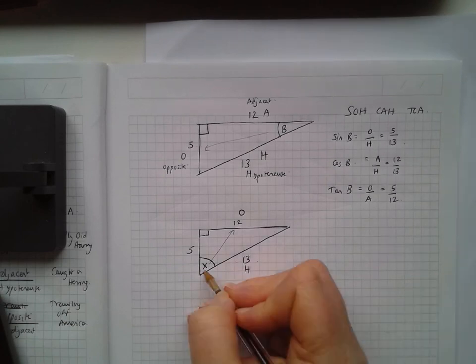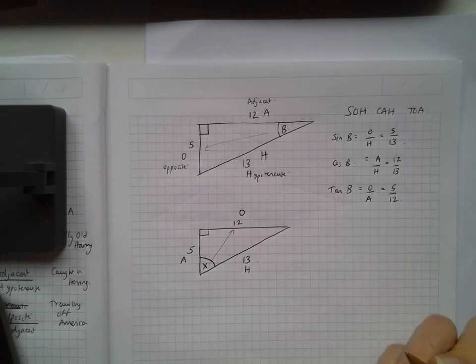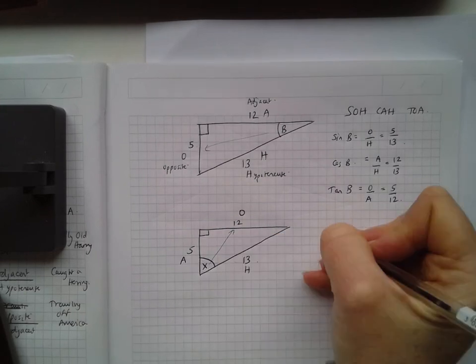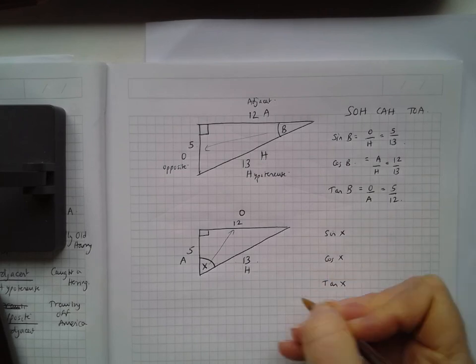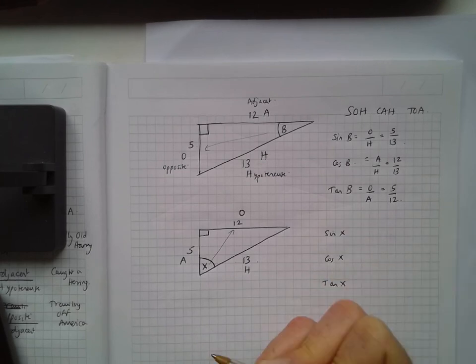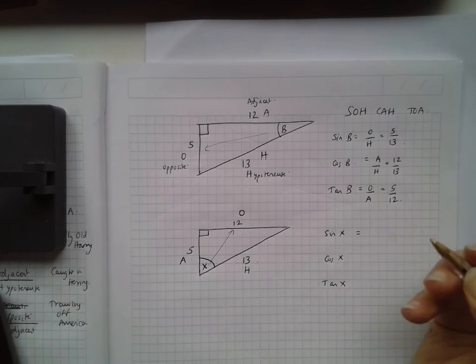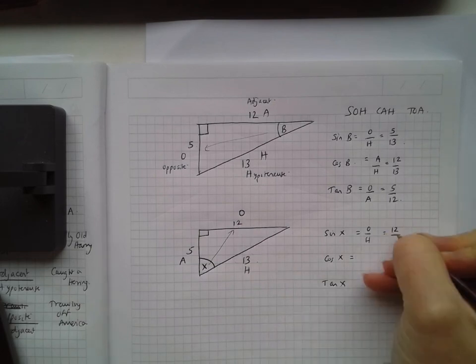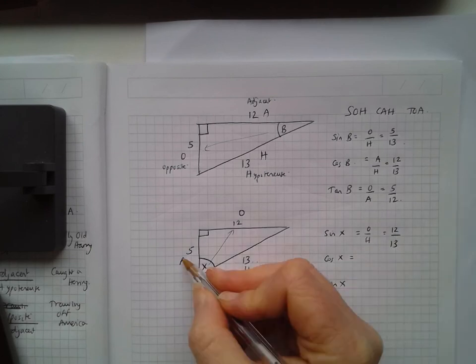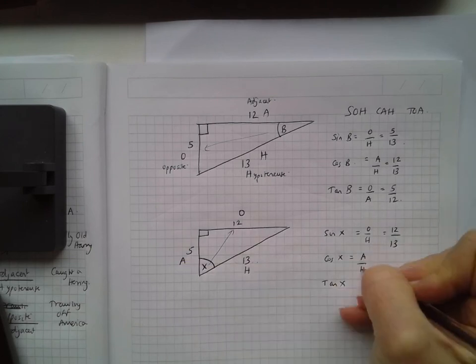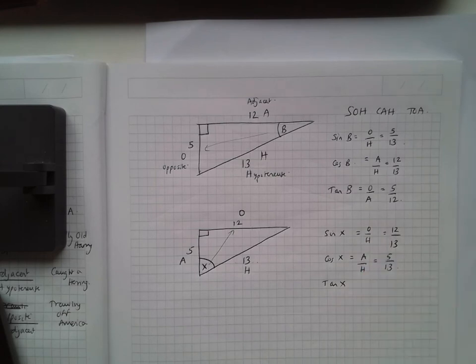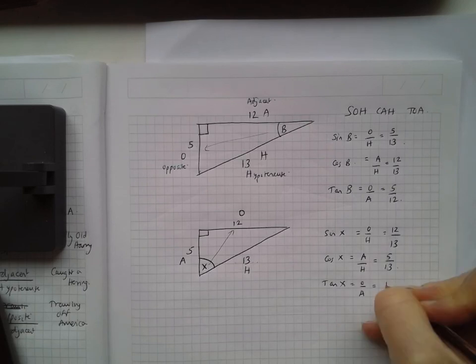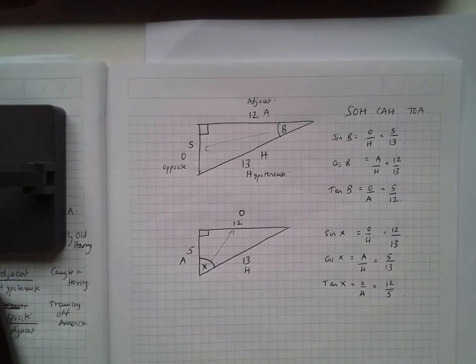So when we come to write down the sine, the cos, and the tan of this other angle in the triangle, what we get is that the sine of the angle is the opposite, which is 12, over the hypotenuse, which is 13. The cos of the angle is the adjacent over the hypotenuse, which is 5 over 13. And the tan of the angle is the opposite over the adjacent, which is 12 over 5. So it's very, very important that you're doing the correct angle, the appropriate angle in the triangle that you draw.